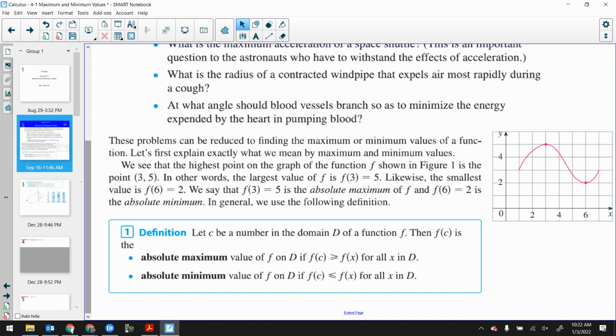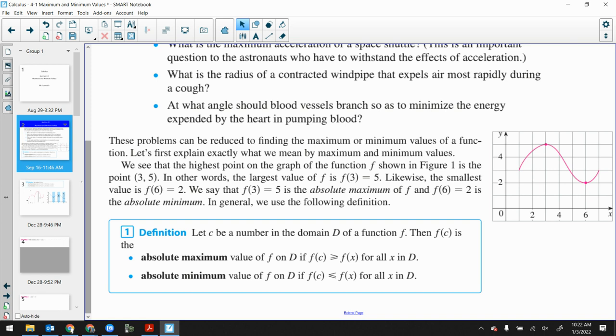We could have absolute maximums or minimums, or we could have local maximums or minimums. Our job over the course of the next couple sections is figuring out if they exist, and then figuring out where they exist.